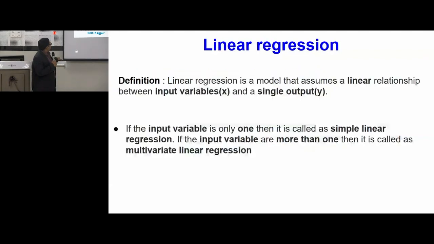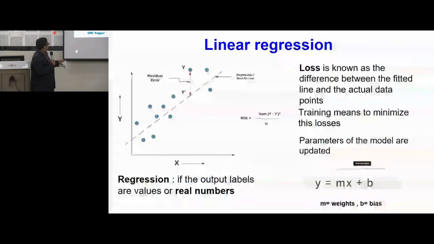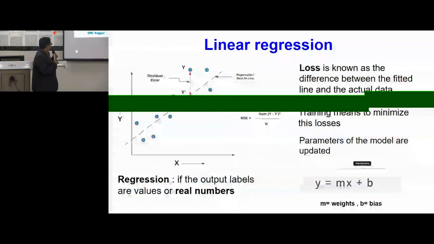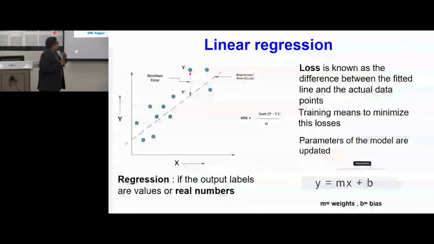So this is a linear regression. In linear regression, we have some random data on x and y axis, and in regression, if the output labels are continuous or real values, then it is called regression. So loss is the difference. I have shown it in the red line. You can see the red line. The line that is the best fit to represent or generalize the data is the dotted line, the regression best fit line. And the difference between the fitted line and the real value is called the loss.